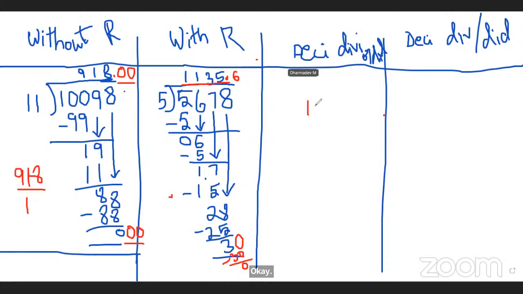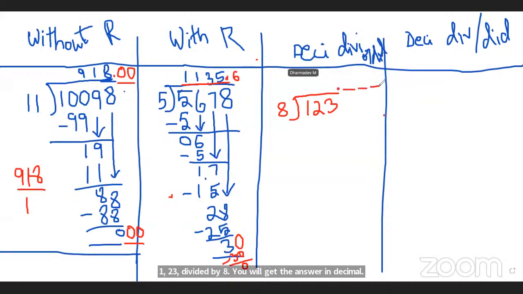I'm giving you a simple question. Divide it and find it with the decimal: 123 divided by 8. You will get the answer in decimal. But after the decimal, how many other values do you have to keep finding? In case I get a remainder, I put a 0 and solve, and still I get a remainder, then I have to keep adding 0. Are you clear with that? Very easy question. I'm giving you only 1 minute, not more than that. Do it.